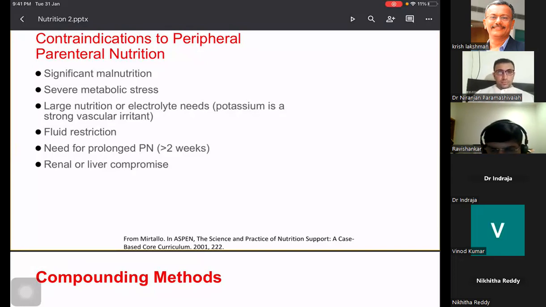You must be aware of it, and you must know how to deal with it. All the things that you have mentioned are relative contraindications, not really absolute contraindications. Because if you don't have any other method, you at least have to give peripheral nutrition in them. Correct.